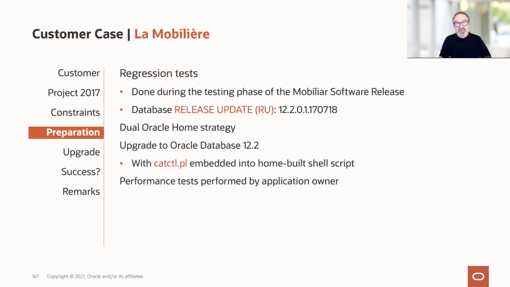So when we went to 12.2, the regression tests were done in the freeze phases of the software. We agreed at this time on a special release update, the July one in 2017. We had switched already before to a dual home strategy, and the upgrades to 12.2 were done with catctl.pl. So Mobiliar Insurance was also a beta tester of our parallel upgrade tool. They included this into a homegrown shell script with, I think, 5,000 lines or something like that.